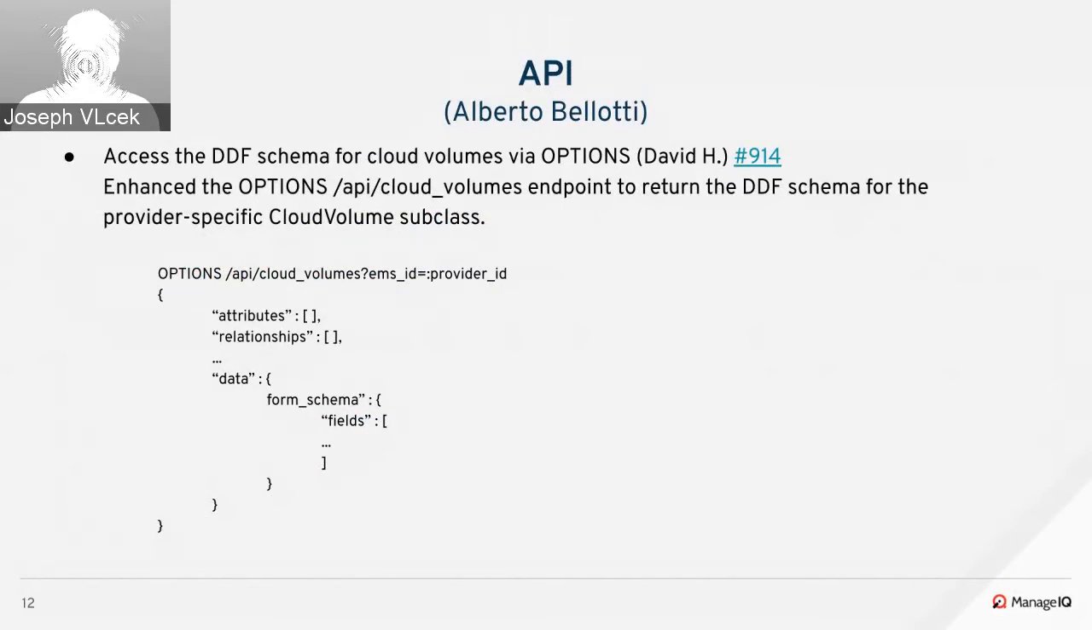Thanks, Joe. Yeah, so for the API, we had 4 enhancements this sprint. First one here by David H. This is where we needed to return the DDF schema for cloud volumes. That's provider specific, for that provider's cloud volume subclass. So it's the standard options API volumes, but if you specify the provider ID via the EMS ID parameter, you'll get that form schema underneath the data section for the options.